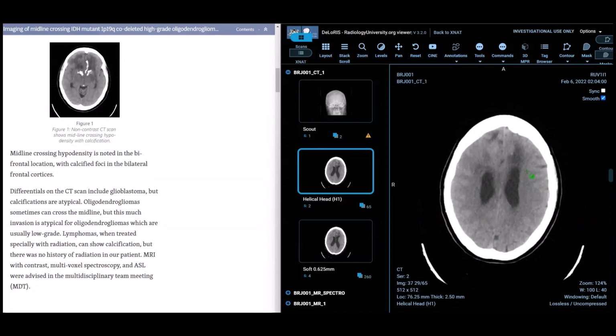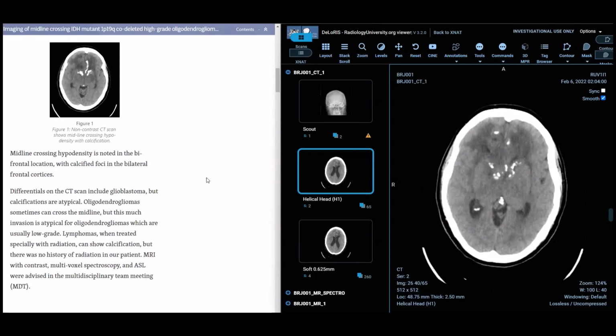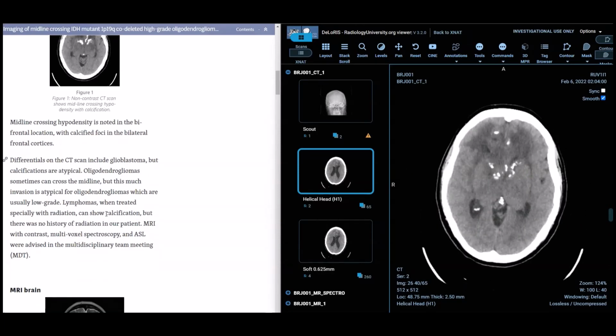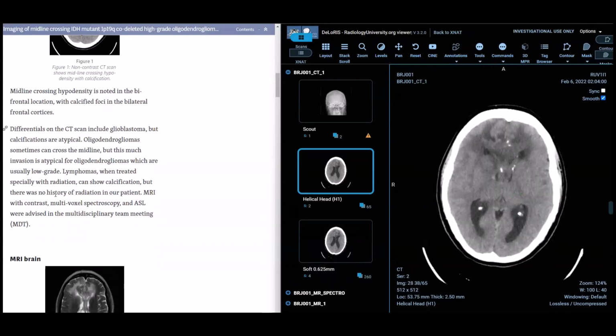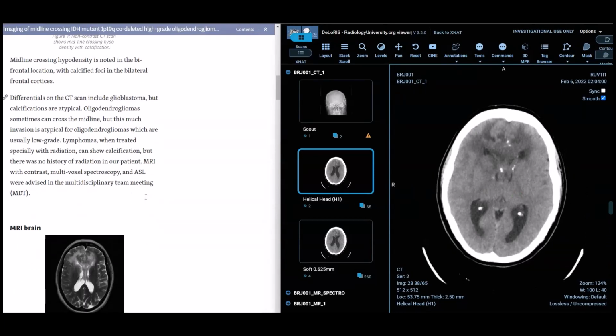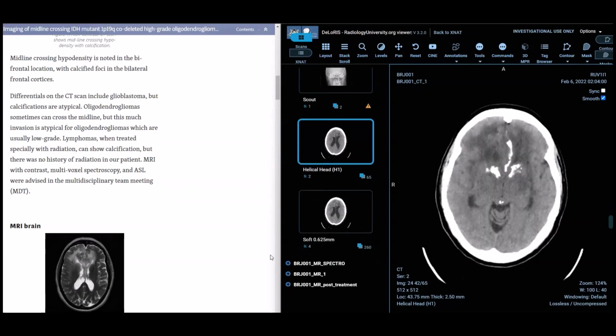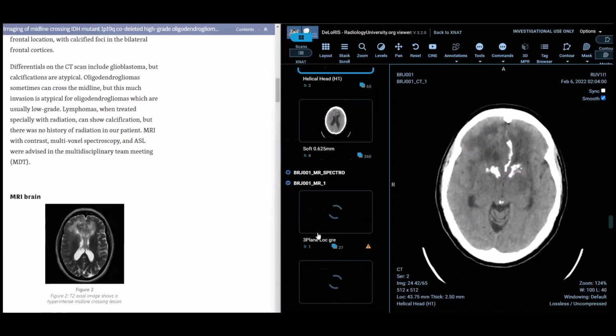Oligodendrogliomas sometimes can cross the midline, but this much invasion is atypical for oligodendrogliomas, which are usually low-grade. Lymphomas, when treated especially with radiation, can show calcification, but there was no history of radiation in our patient. MRI with contrast, multivoxel spectroscopy, and ASL were advised in the multidisciplinary team meeting.